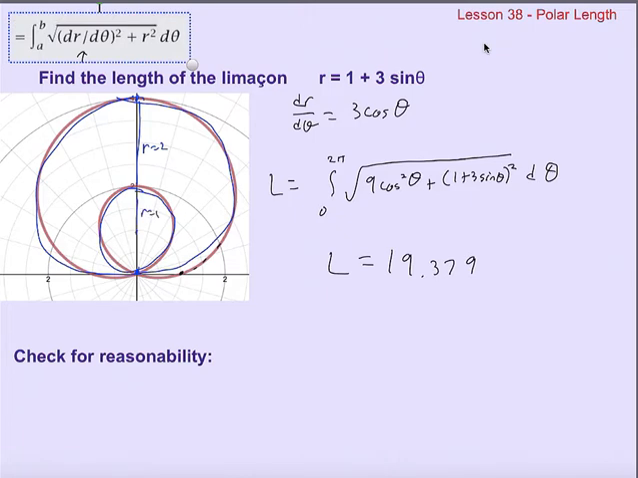So let's see, what is the circumference of two circles? One has a radius of 1, and the circumference of that would be 2 pi. And the other has a radius of 2, so the circumference of that would be 2 pi times 2, or 4 pi. And that equals 6 pi. And I don't expect you to know 6 pi off the top of your head, except pi is a little bit more than 3. So 6 pi is going to be a little bit more than 18. So 19.379, that makes sense. That's all that you're being asked for if you're told to check for reasonability. Compare it to some simple shape and see if the answer makes sense.